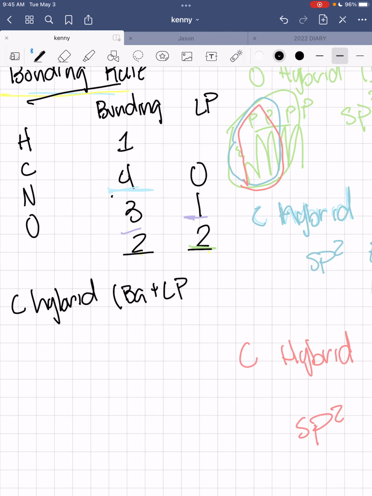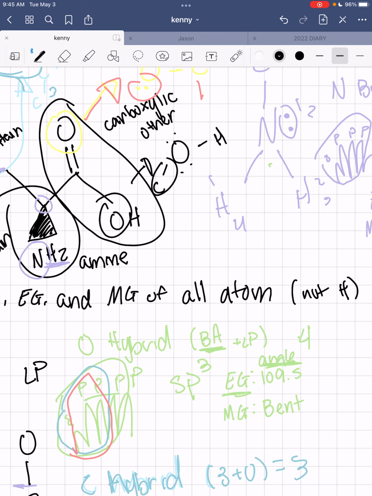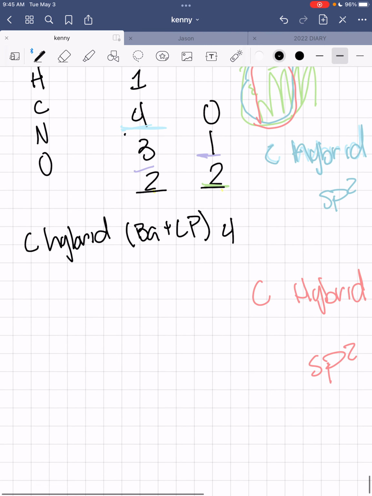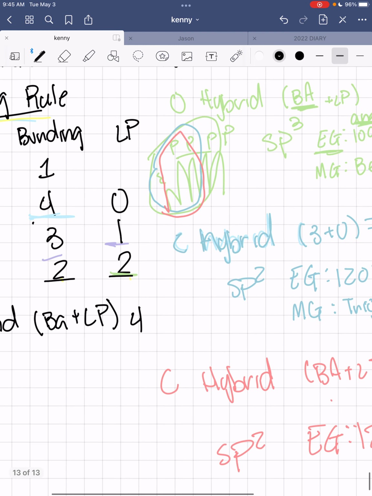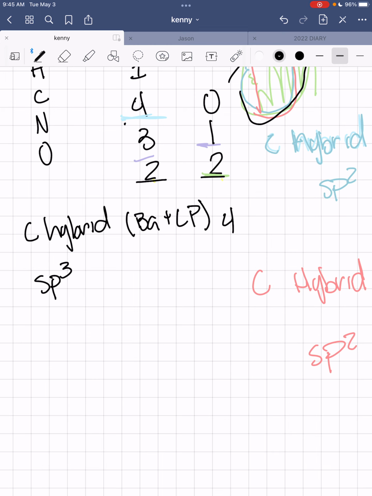Bonding atoms plus lone pairs. So it's 2 bonding atoms and 2 lone pairs, so that'd be 4. 4 is sp3. For electron geometry, look at your VSEPR chart. That would be 109.5. For molecular geometry, there are 2 lone pairs and 2 bonding atoms, so that would be bent.